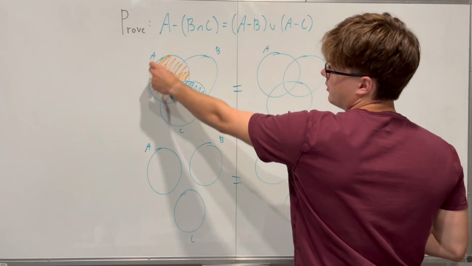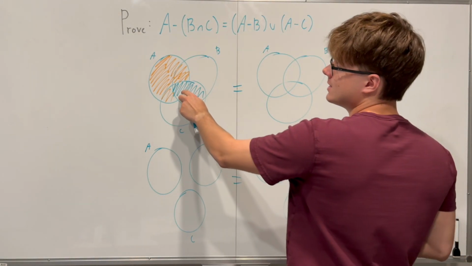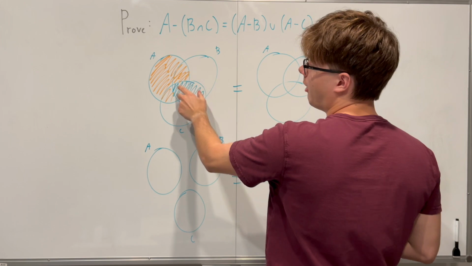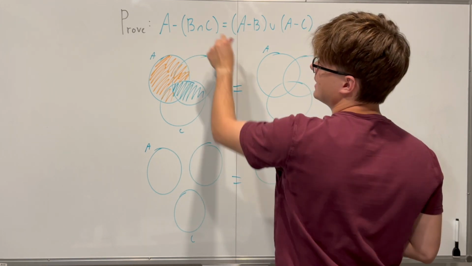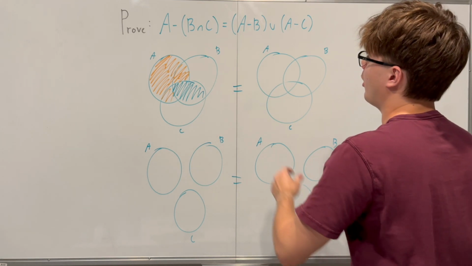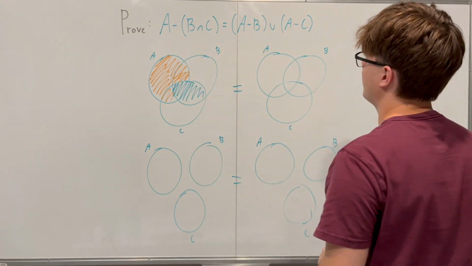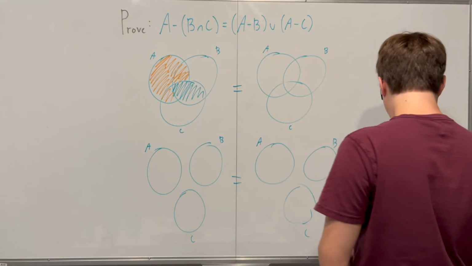The reason we shaded this region and not this middle part is because this middle part here is shaded in by the blue part, and we don't want to include anything that's in this blue part. So there we go. Are we going to find the same shaded region on the right-hand side? Well, let's have a look then.